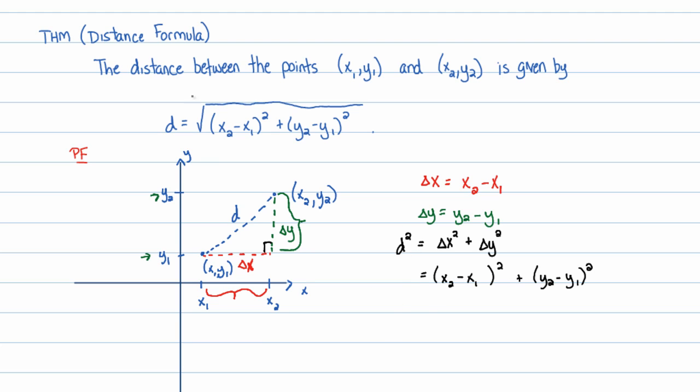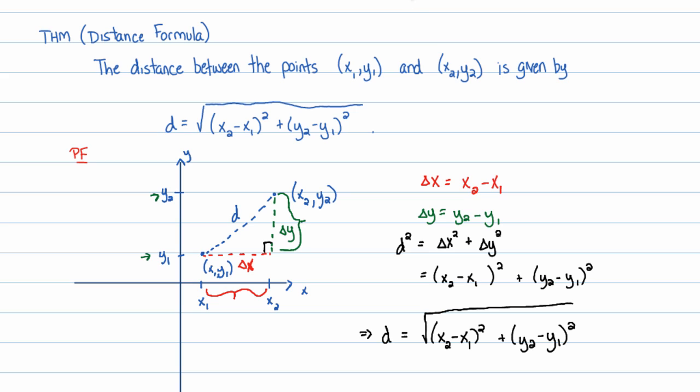If I take the square root of both sides, I will find that the distance itself is equal to the positive square root of x2 minus x1 squared plus y2 minus y1 squared, which is exactly what the distance formula is. A couple things to note. I've had students in the past ask me, does it matter which order I go in for the x values and the y values? Really, it actually doesn't.